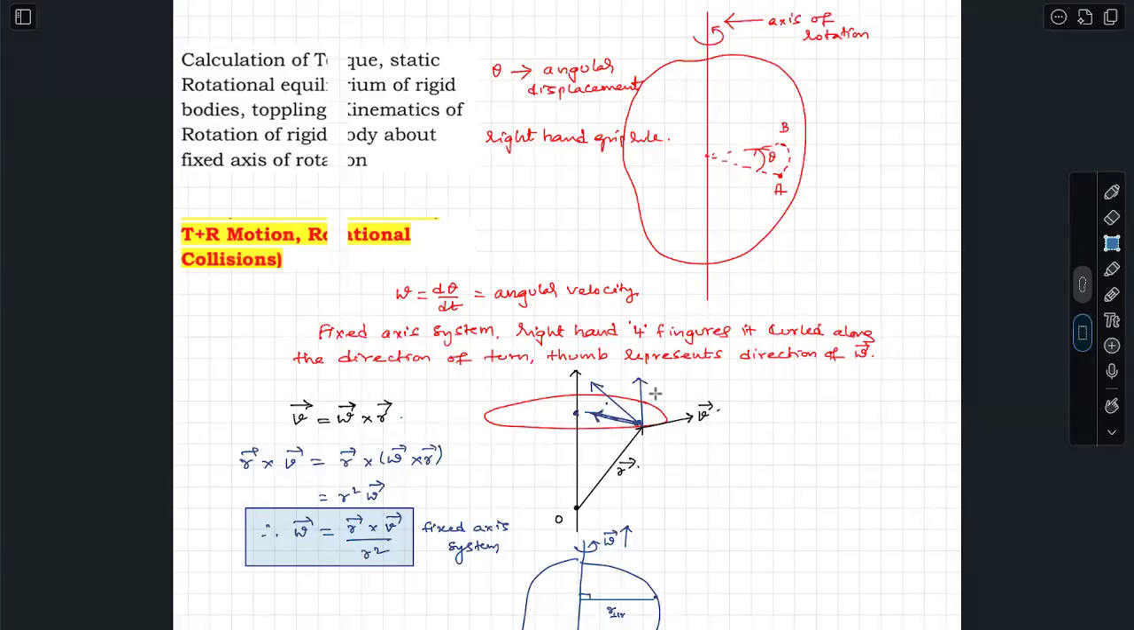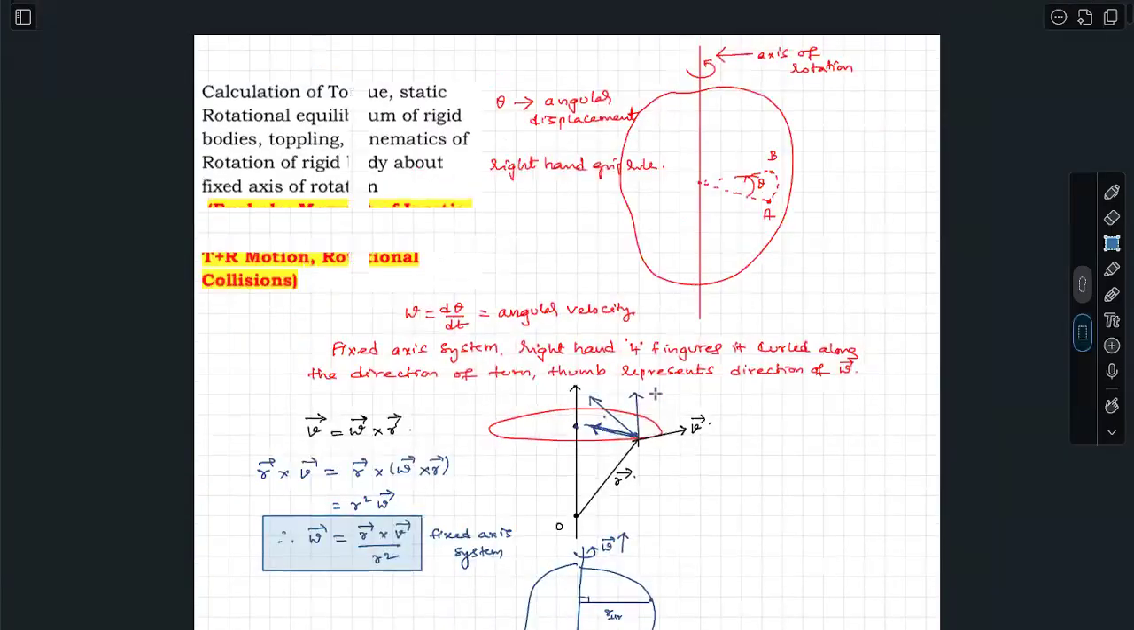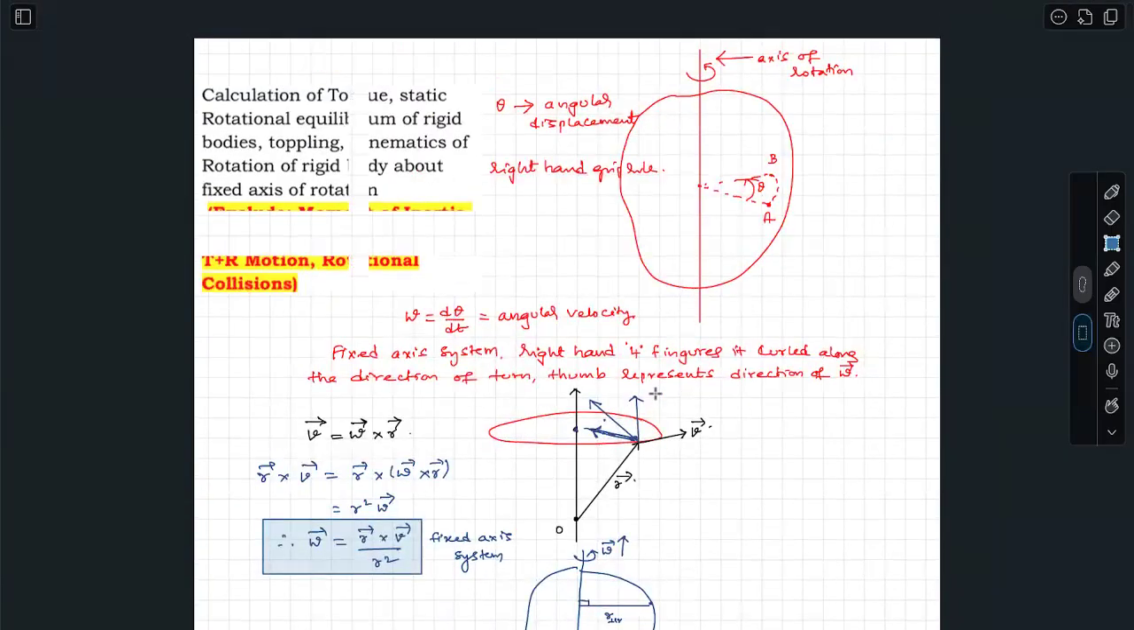See, the topic for this week for us is calculation of torque, static rotational equilibrium of rigid bodies, toppling, kinematics of rotation of a rigid body about a fixed axis of rotation. That is what we talk. So it is like a brush-up topic.